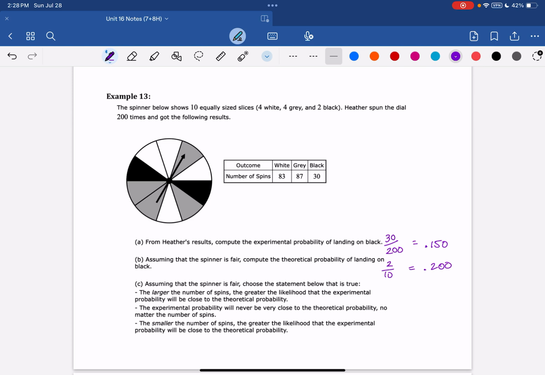And assuming that it is fair, the larger the number of spins, the greater the likelihood that the experimental probability will be close to the theoretical probability.